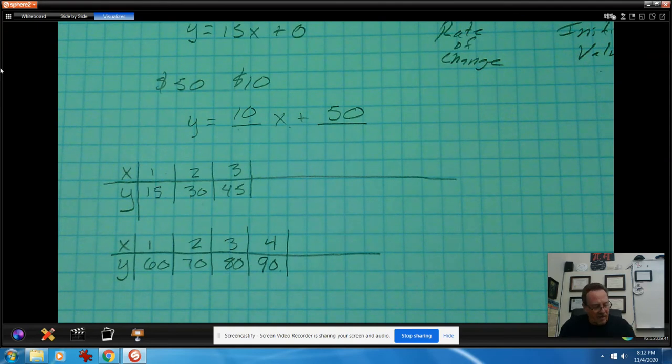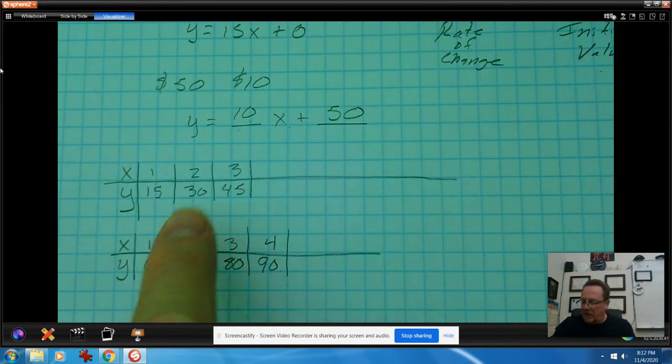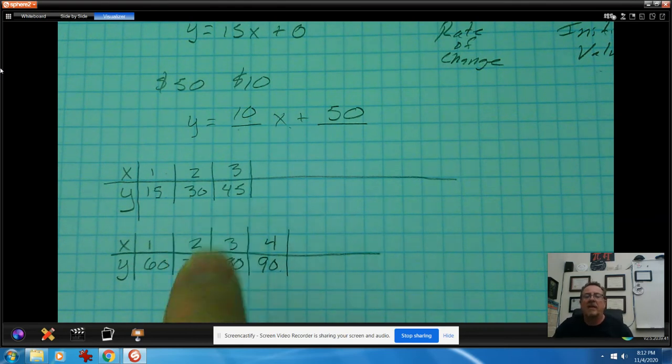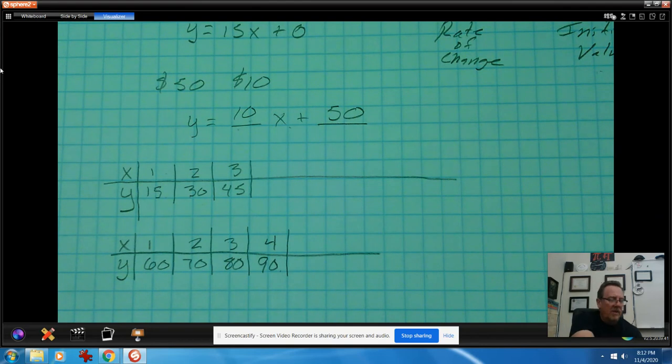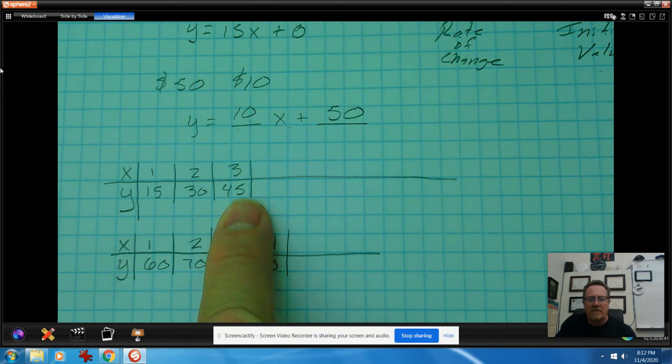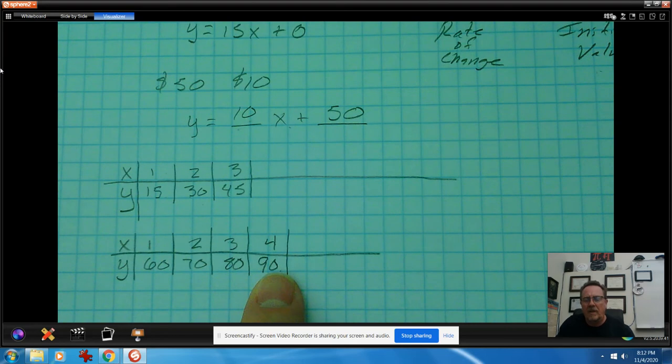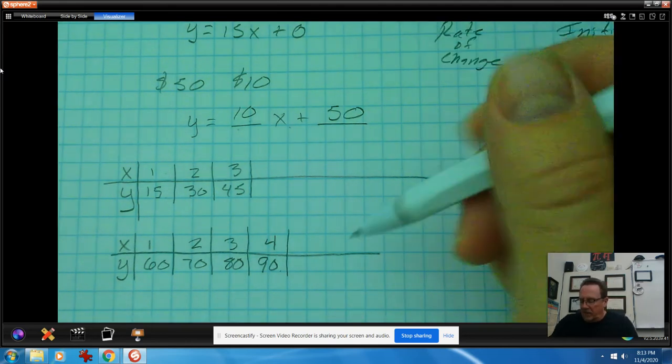Initially, you're going to think that you'd be crazy not to go with these people. But I'm going to say that eventually you're going to reach some number of hats that you want to buy where this company is going to actually be cheaper. Because this one's growing by 15 every time, and this one's only growing by 10 every time. I don't know when they meet. It could be at 10 hats. It could be at 20 hats. I don't know. Somewhere down the road, this company is going to be cheaper.